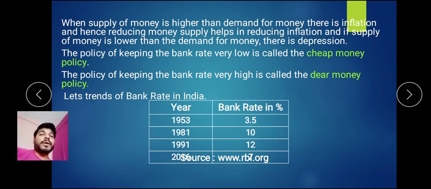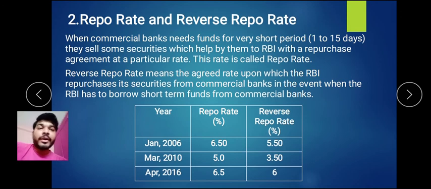So RBI tries to look at the situation and control the bank rate, but the bank rate affects the overall market. It is used for a longer period of time, it cannot be used for a short period of time. That's why this particular trend was stopped from 2016. Then they started making use of repo rate and reverse repo rate. So what are repo rate and reverse repo rate?